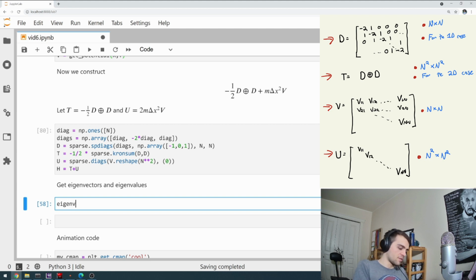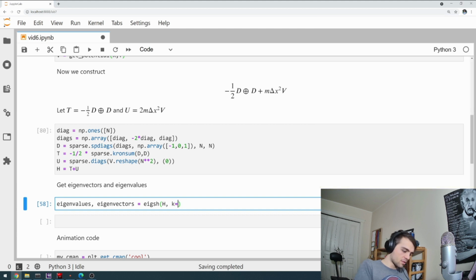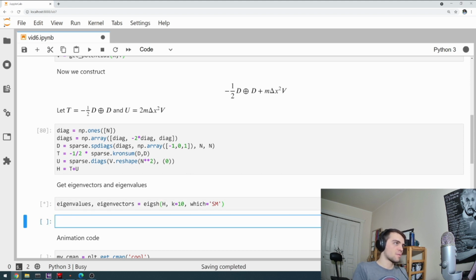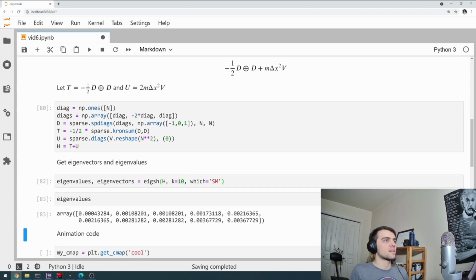I can just say eigenvalues, eigenvectors equals, we're going to use this eigsh method. We feed it in the Hamiltonian, k equals 10, and which equals SM. This means only look at the smallest, S for smallest. We're looking at the smallest eigenvalues of this equation. So I go like this, it runs very quickly, and I can print the eigenvalues here. And we'll look into these a little bit later.